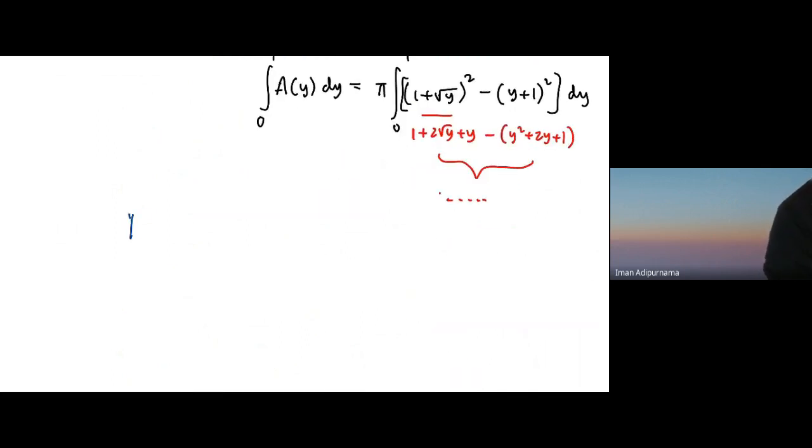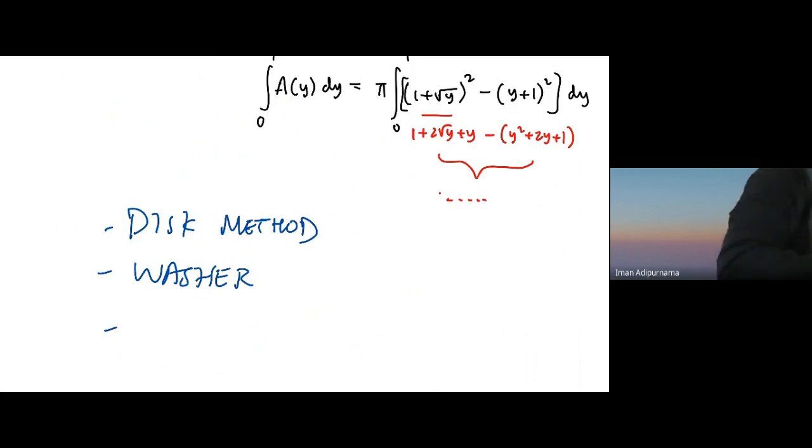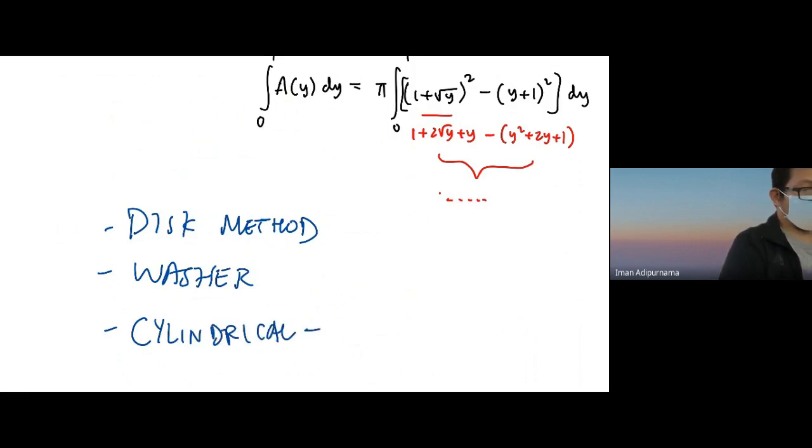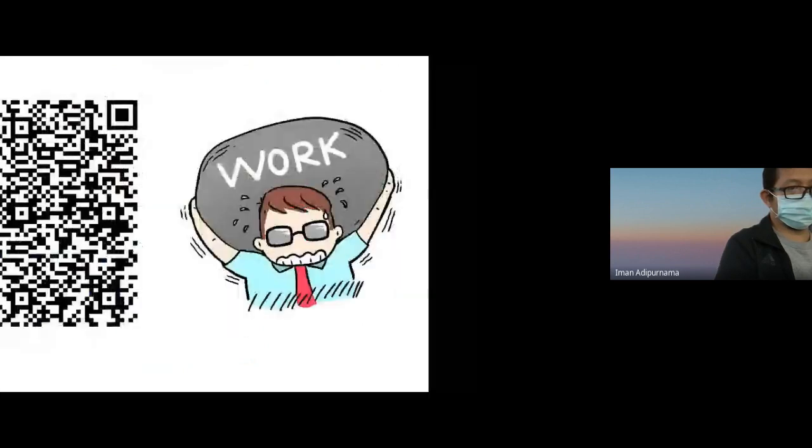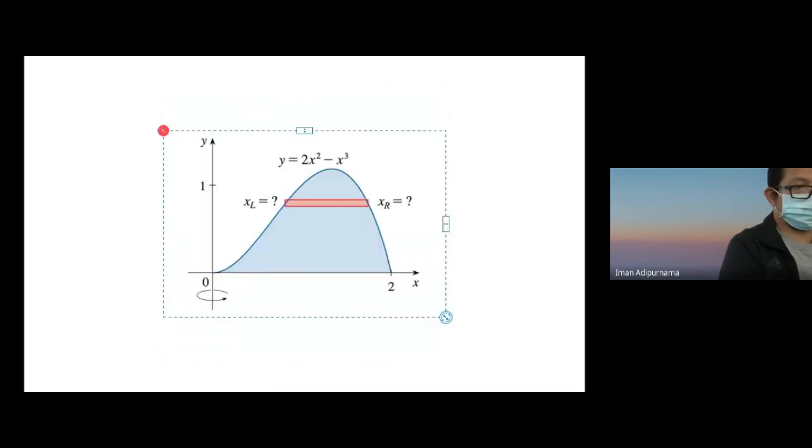So you have the disk method, the washer method, and the third one that we are going to learn today is called the cylindrical shell. Okay, now let's move to what it means. Let's start with the graph. This graph.